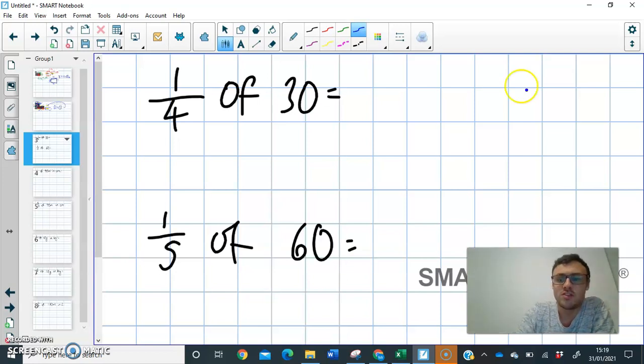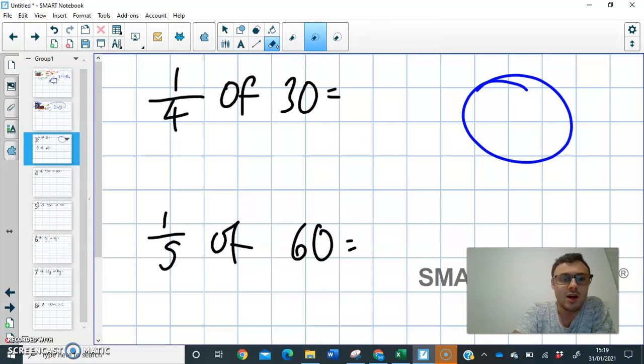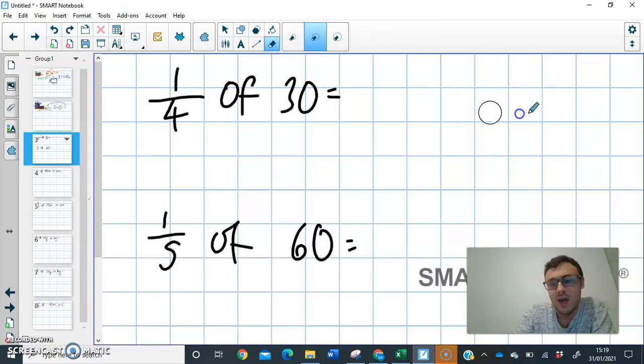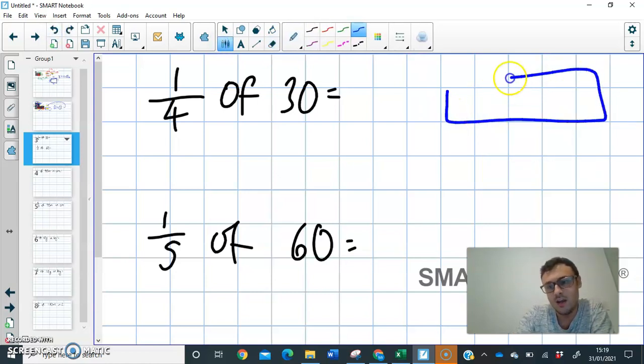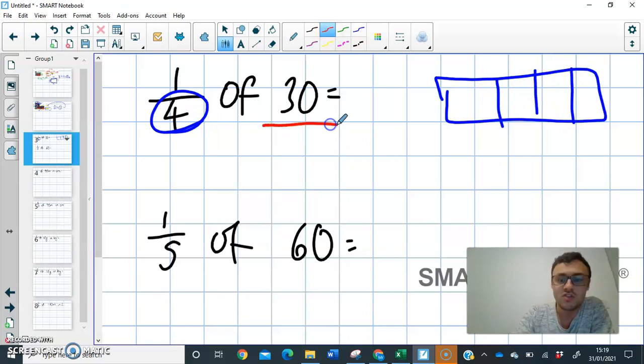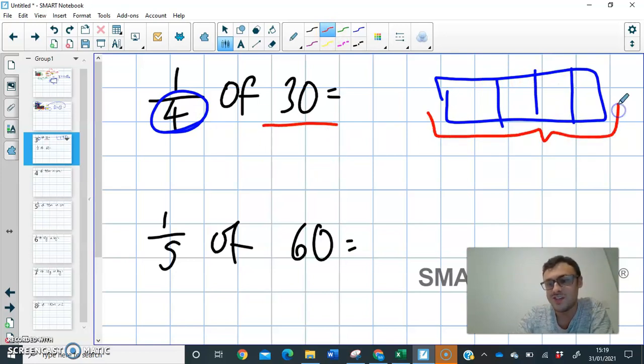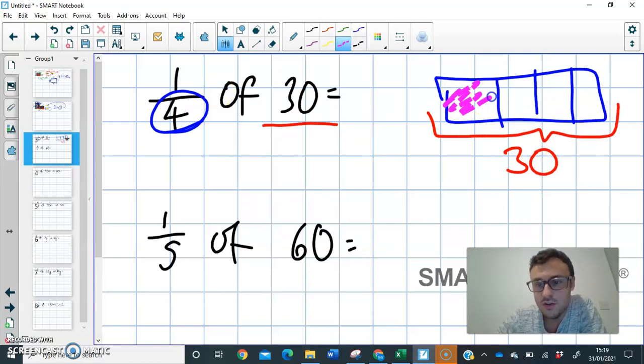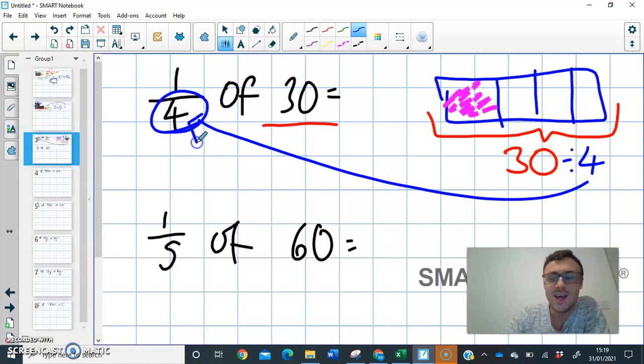So just as a quick starter point, here is my 1/4. In fact, I'm going to do it slightly differently. Okay, so here is my bar. I'm going to split it into 4 because my denominator is 4. So I split it into 4. And in this question, this bar represents 30, whatever that could be, sweets, elephants, whatever. And now I want to find 1/4 of them. So I only want to find this measurement, which means I'm going to have to split 30 into 4 groups because my denominator is 4.